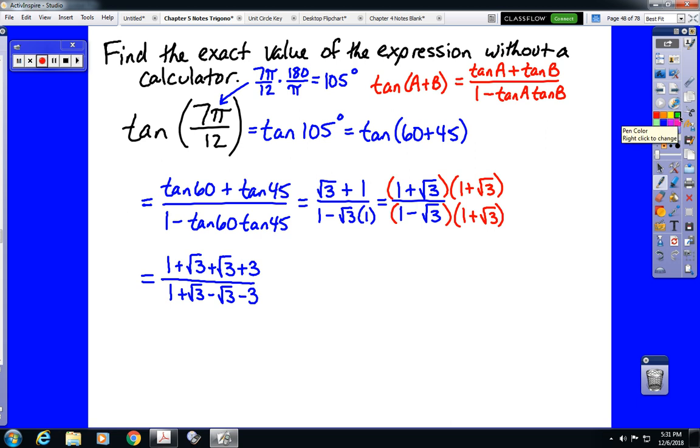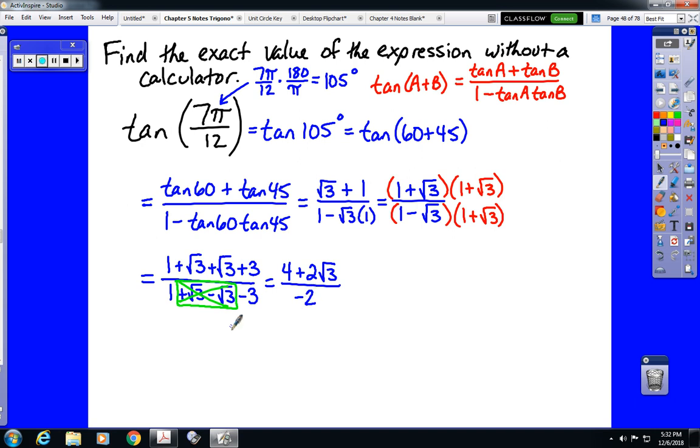Then we go in and we add our like terms. So when we do that, positive root 3 and negative root 3 will cancel out. If we're rationalizing our denominator, that should happen every single time. We add the like terms on top. 1 plus 3 is 4. Root 3 plus root 3 is 2 root 3. And 1 minus 3 is negative 2.